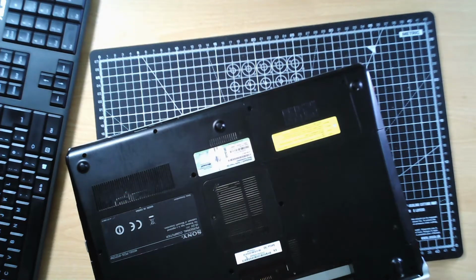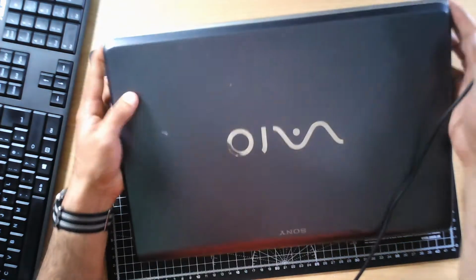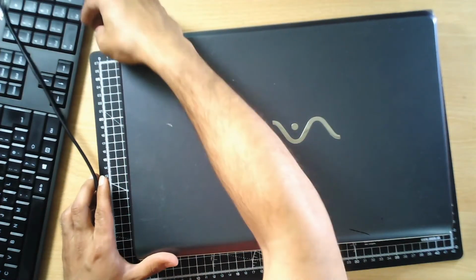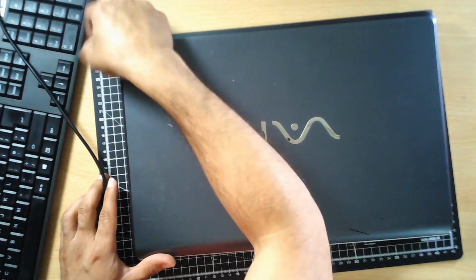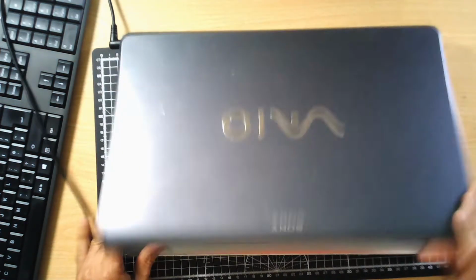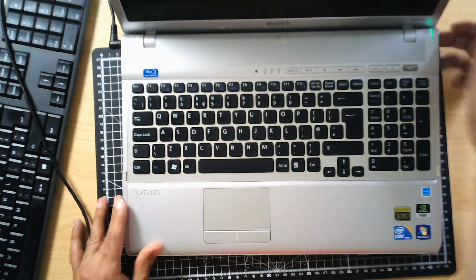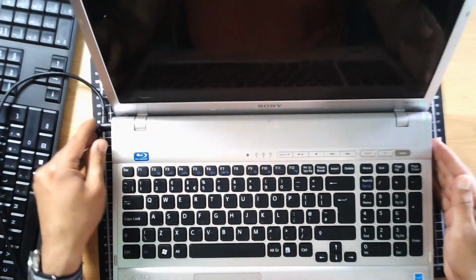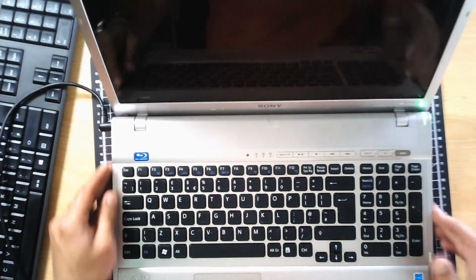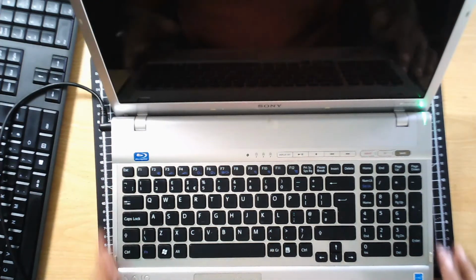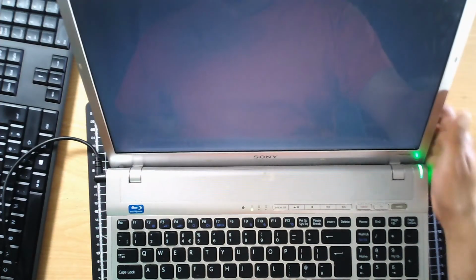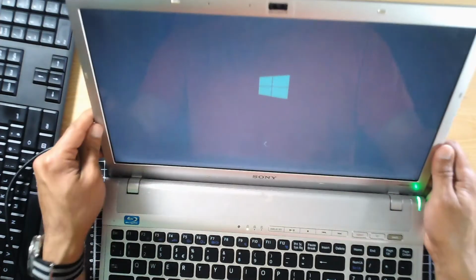Okay, so now, if this works, this has been the easiest upgrade of my life. Okay, whack. Cross them bad boys. Okay. Look at that Sony sign, bruv. Look at that Windows sign.